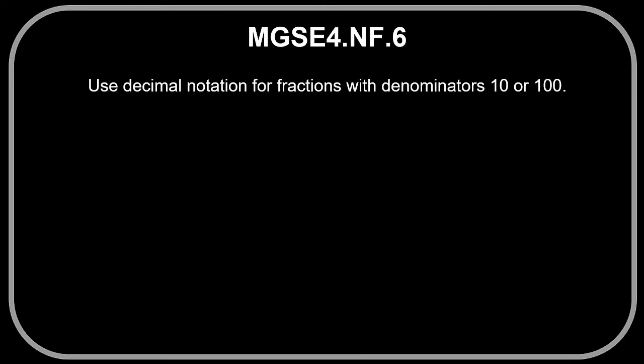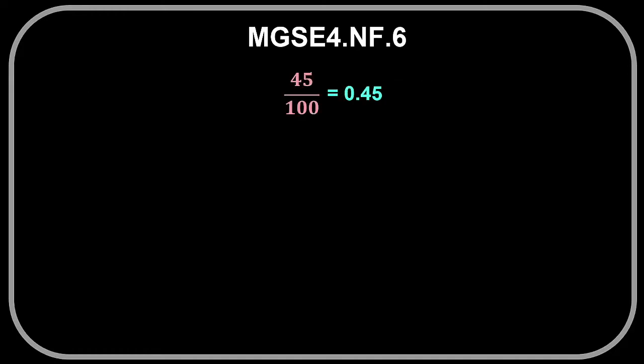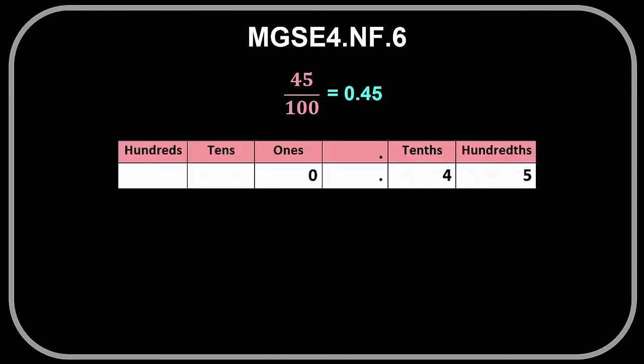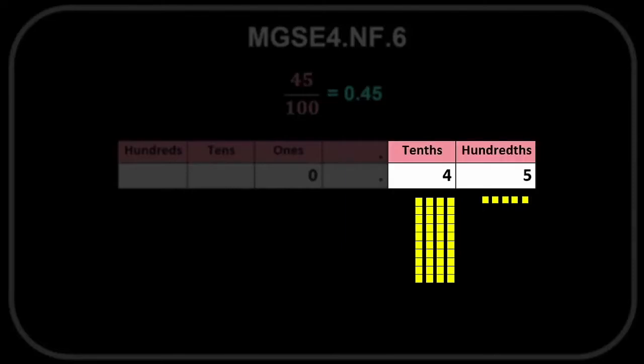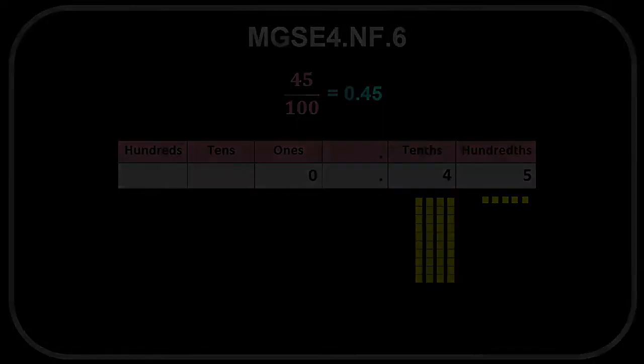students to use decimal notation for fractions with denominators 10 and 100. In grade 4, students make connections between decimal fractions, such as 45 hundredths, and writing this number using decimal notation. Using a place value chart can assist students with developing place value understanding. Students also need concrete experiences to represent the magnitude of numbers, and base 10 blocks can serve this purpose. In this example, each rod represents 1/10 and each cube represents 1/100th. 45 hundredths can be represented with 4 tenths rods and 5 hundredths cubes.